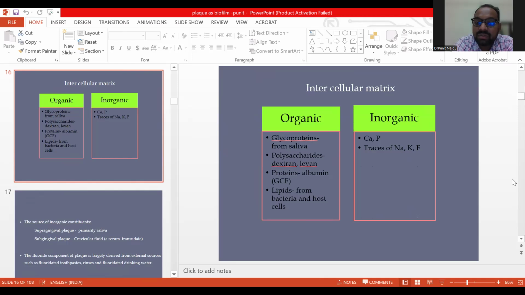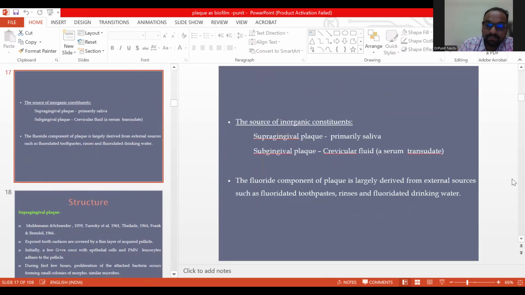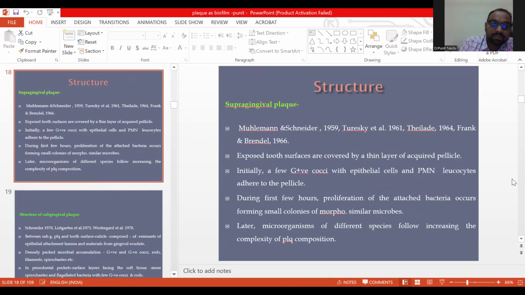The intercellular matrix is of two types, organic and inorganic. Organic consists of glycoproteins deriving from saliva, polysaccharides, which are dextran and levan, proteins, that is albumin, deriving from GCF, and lipids deriving from bacteria and host cells. Inorganic are calcium, phosphorus, sodium, potassium, and fluoride. As for the sources of inorganic constituents, supragingival plaque gets them primarily from saliva, and subgingival plaque primarily from crevicular fluid. The fluoride component of plaque is largely derived from external sources such as fluoridated toothpaste, rinses, and fluoridated drinking water.